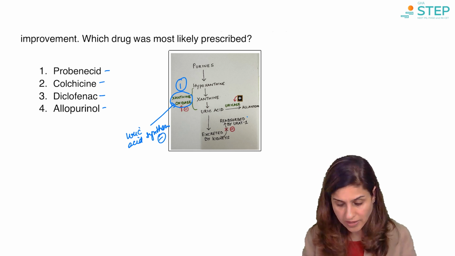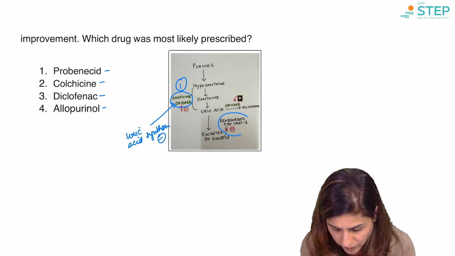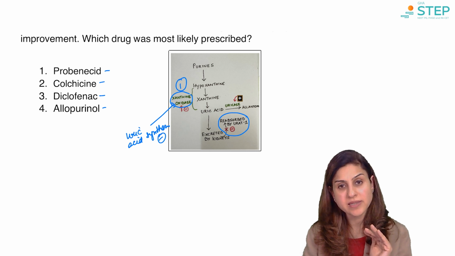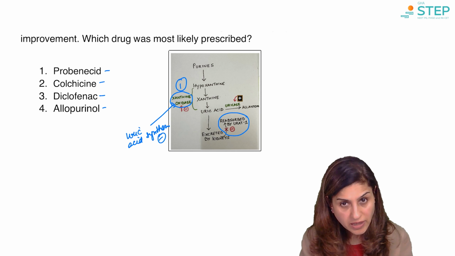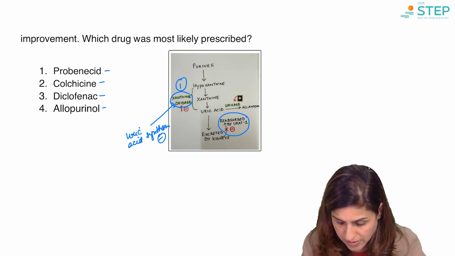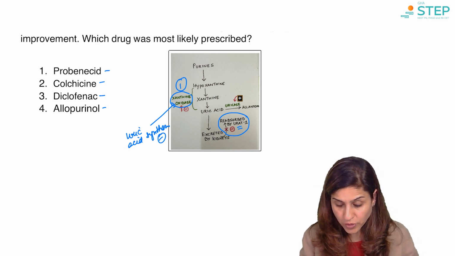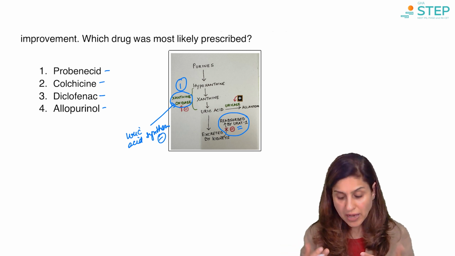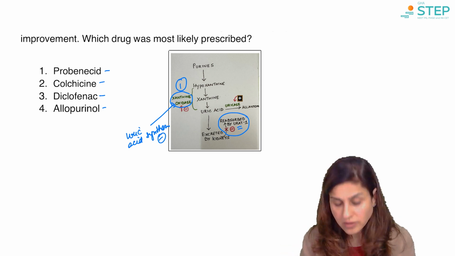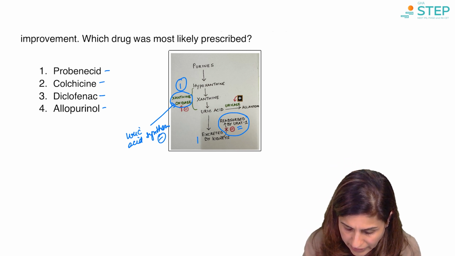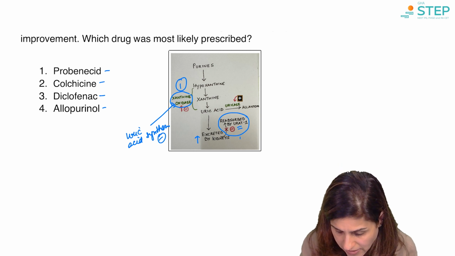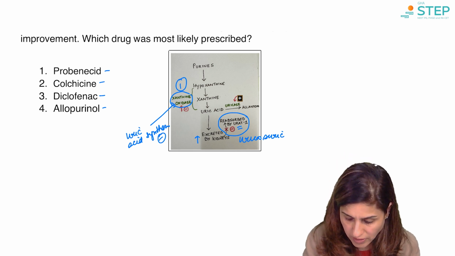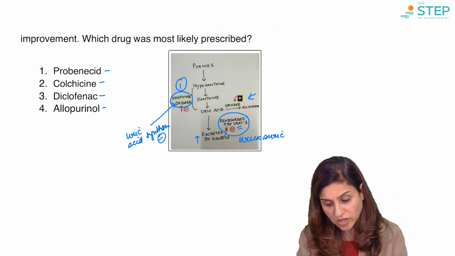The other approach is to enhance the excretion of uric acid. So one, you block the synthesis. The other way is to increase the excretion of uric acid from the kidney. The uric acid transporter usually reabsorbs uric acid back. If you block this reabsorption, there will be an increase in the excretion of uric acid in the urine. These drugs are called uricosuric drugs.